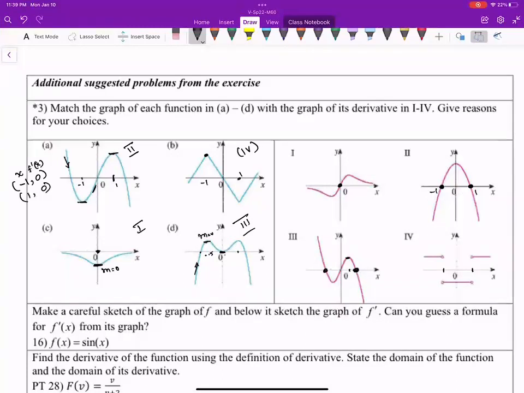So given a graph, see how the slopes are changing at every point. Then you connect the points with their slopes to make the new graph.